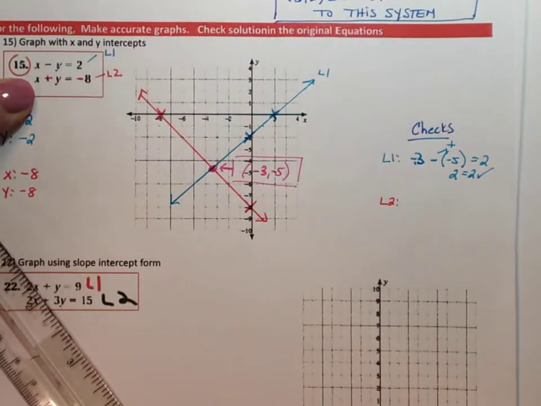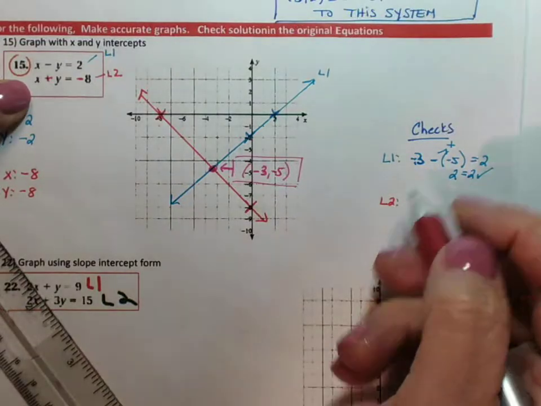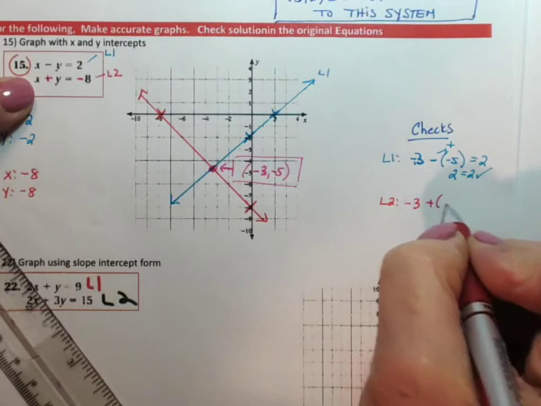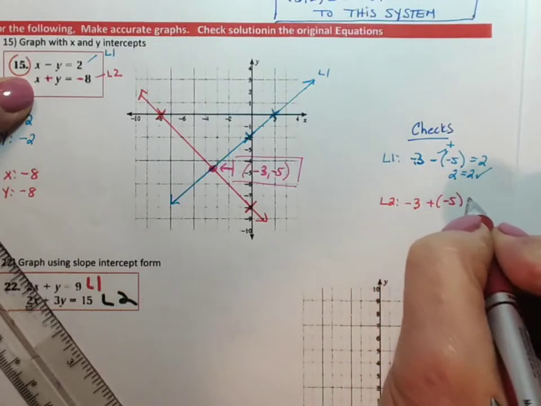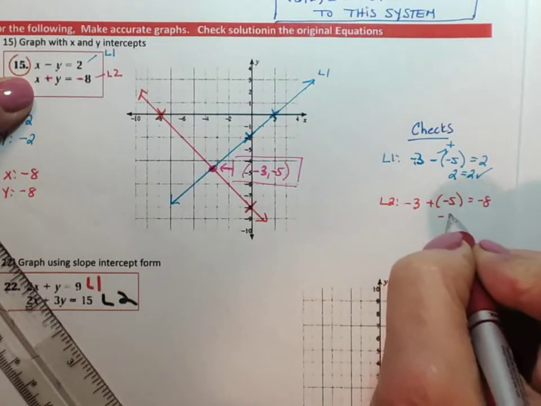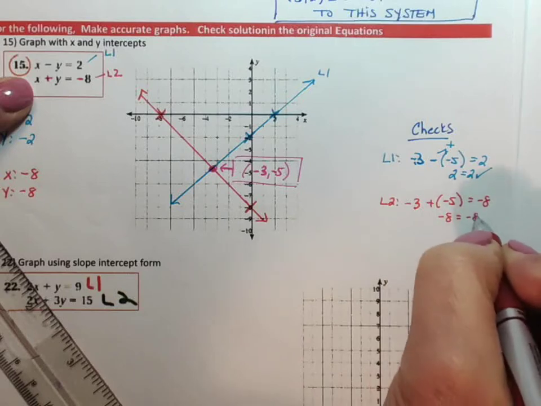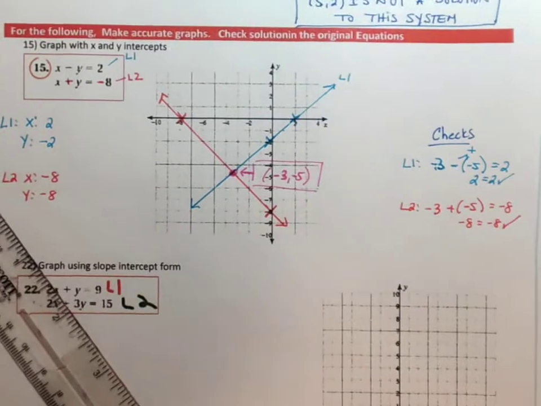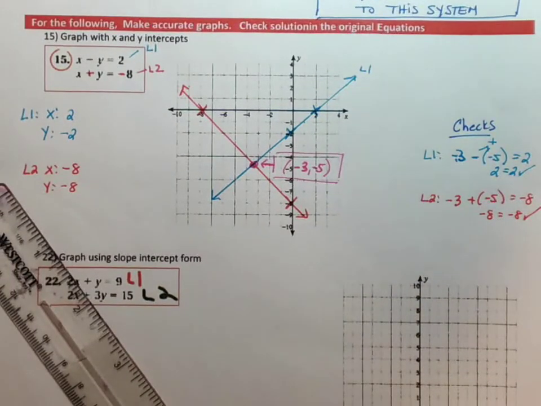Then I'm going to go back to my second equation. X is -3 and y is -5. And that equals -8. So -8 equals -8. Cha-ching, it checks. So that is solving systems using x and y intercepts. And that's a good review of x and y intercepts.